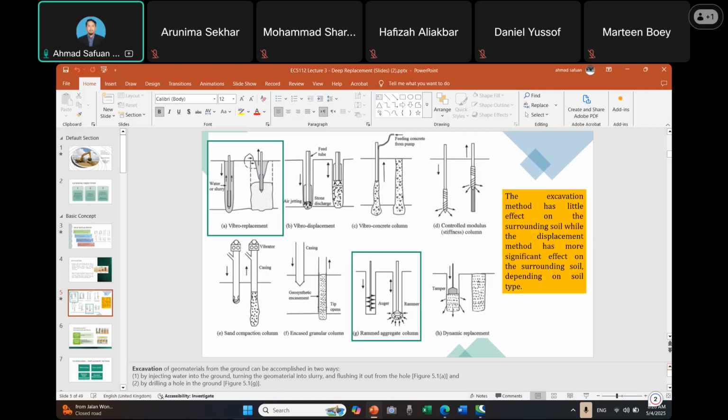For the excavation methods, excavation of geomaterial from the ground can be accomplished in two ways. The first one is by injecting water into the ground, turning the geomaterial into slurry. This means that the existing material will be turned into slurry.